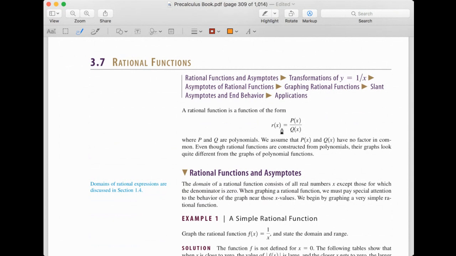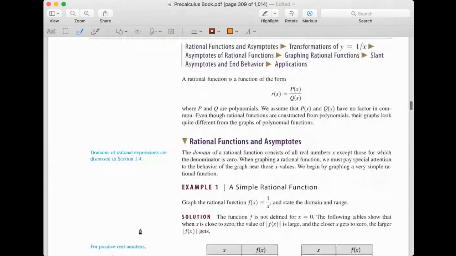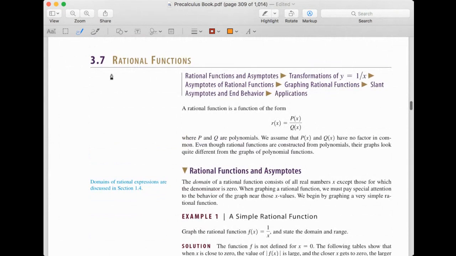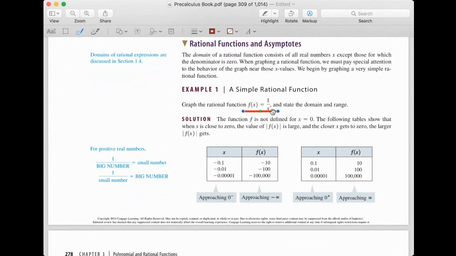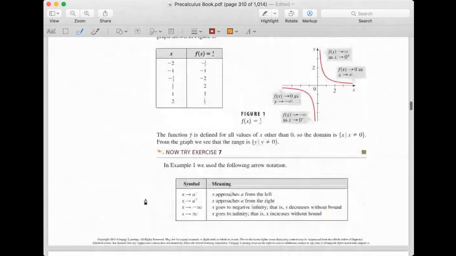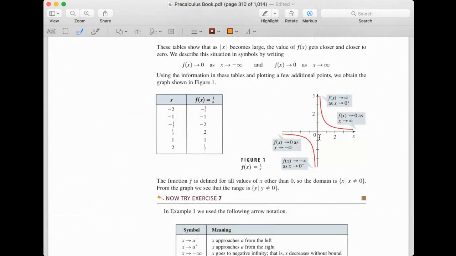A rational function is a fraction. The numerator is a polynomial function. The denominator is also a polynomial function. Because x appears in the denominator, it gets the name rational function. This is the basic rational function, 1 over x. Let's see if we have a graph here. Oh, right here. So memorize f of x equals 1 over x as this graph. One piece is in the first quadrant, another piece in the third quadrant. So that's the 1 over x graph.